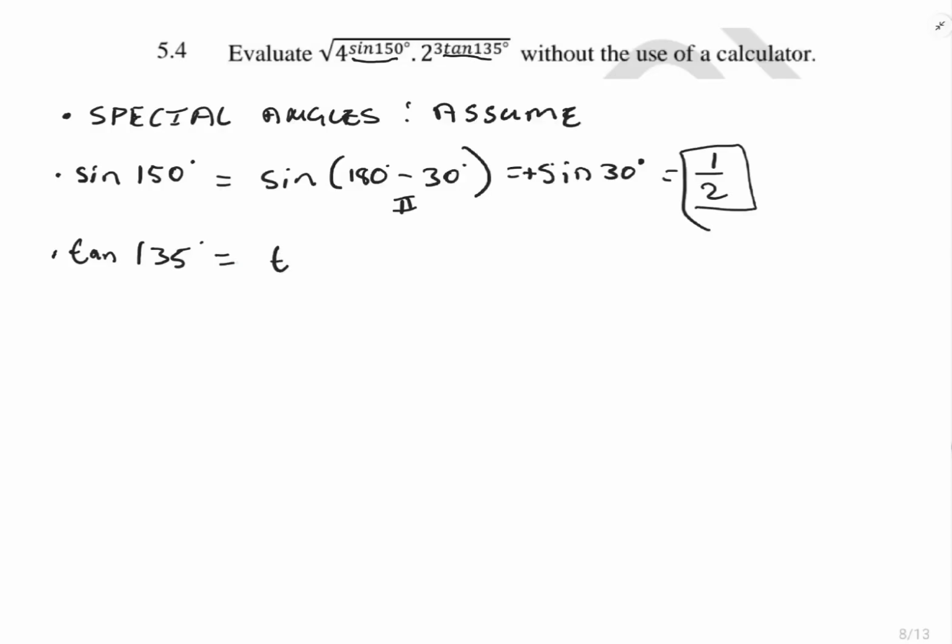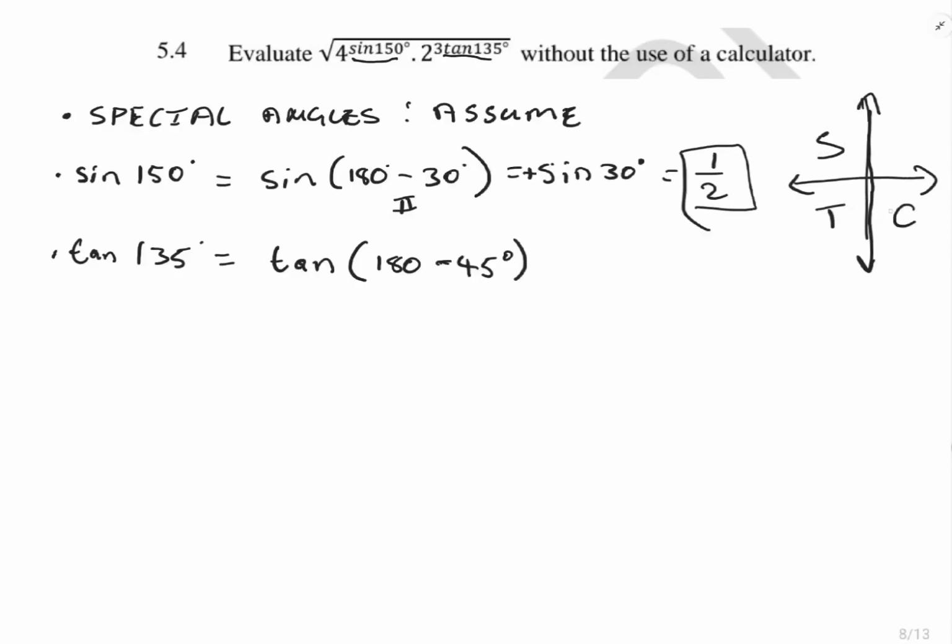So tan 135, we're going to apply the same idea. We're going to say 180, and what do we have to subtract from 180 to get 135? We have to subtract 45 degrees. So we know that we're in the second quadrant. Remember, in the second quadrant, if we go back to our Cartesian plane, only sine is positive. Tan is positive in the third quadrant, and cos is positive in the fourth quadrant, and in the first quadrant all of them are positive. So we are here and only sine is positive. That's why sine 150 changes to sine 30, which is a half.